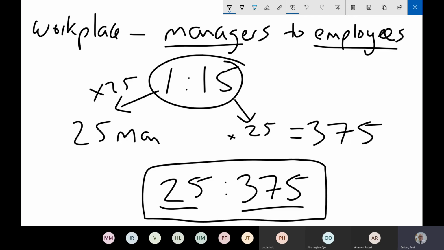So previously we had the actual figures of the school kids and we reduced it down to the ratio. Here we were given the ratio and we've actually scaled it up to give us the actual figures.